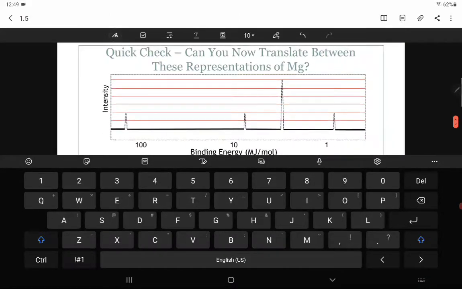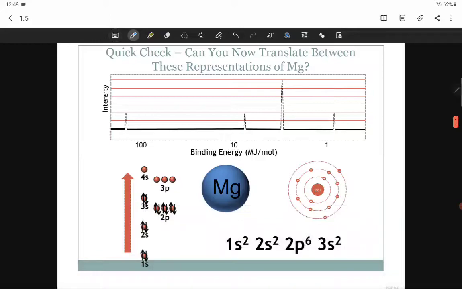Can you translate all these? These are all magnesium. Well, that one's super easy. 2, 2, 6, and 2. That's magnesium. Now, here's one that doesn't give you the numbers.